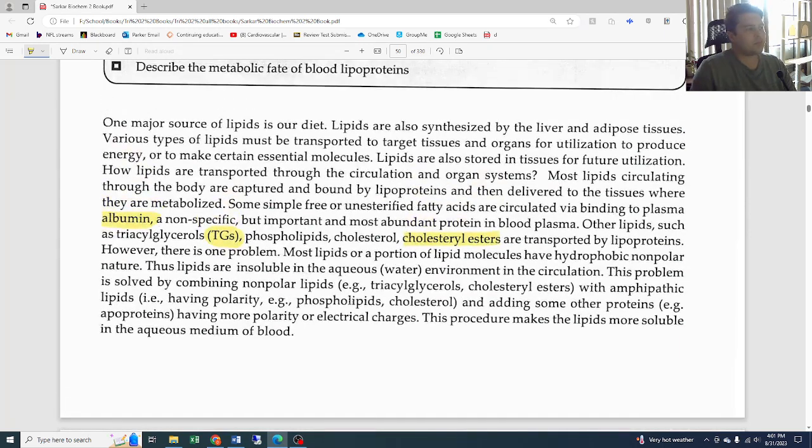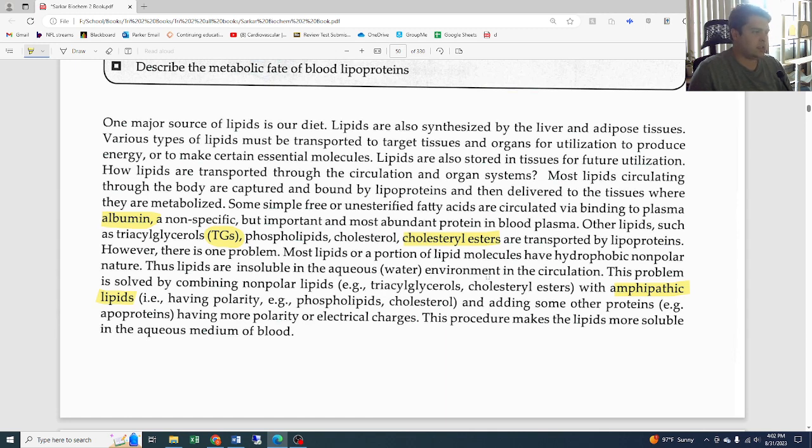However, there is one problem. Most lipids, or a portion of lipid molecules, have a hydrophobic, nonpolar nature. Thus, lipids are insoluble in the aqueous, or water, environment in the circulation of the blood. This problem is solved by combining the nonpolar lipids, such as the triacylglycerols or the cholesterol esters, with amphipathic lipids, meaning that they have polarity, such as the phospholipids or cholesterol, and adding some other proteins known as apoproteins, which have more polarity or electrical charges. This procedure makes the lipids more soluble in the aqueous medium of blood.